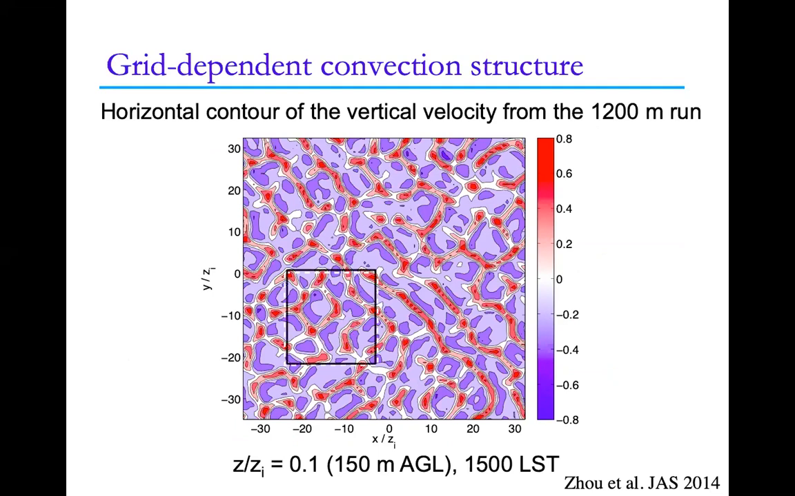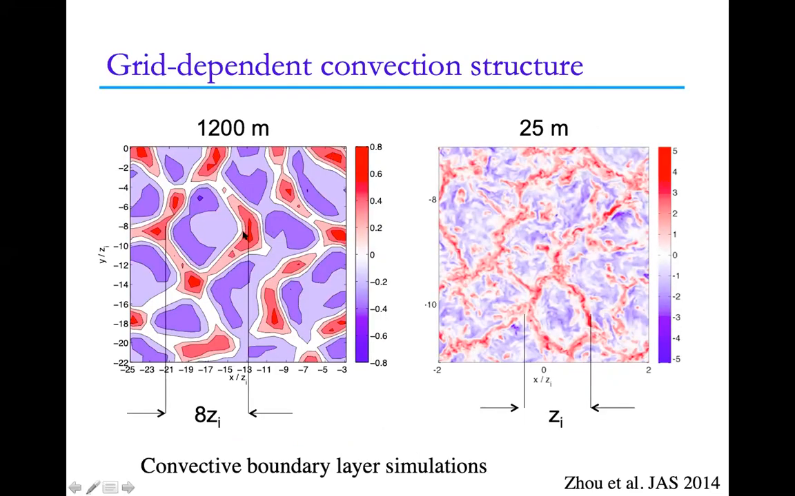But if we compare these at the same domain size, this is the 1.2 kilometer on the left and the 25-meter on the right. And you notice that the size of this cell is 8 times the boundary layer depth, whereas in the 25-meter run, it's only about 1 times the boundary layer depth. So we see grid-dependent structures developing here that have to do with what resolution we're using and not what the true convective state is of this particular case.